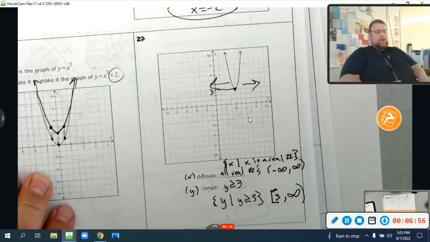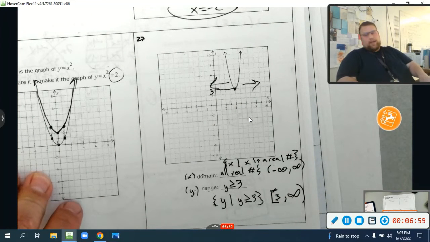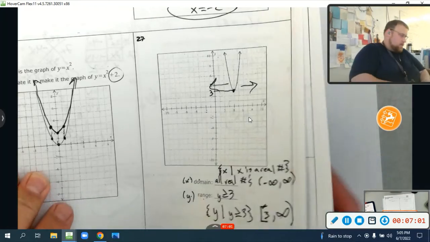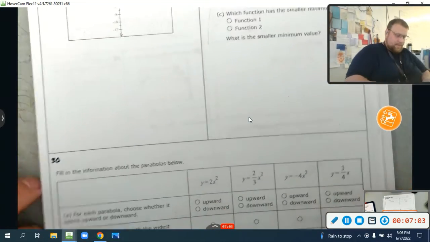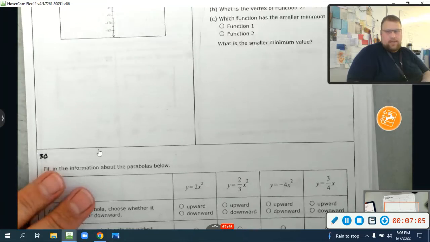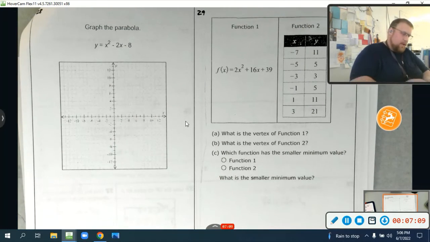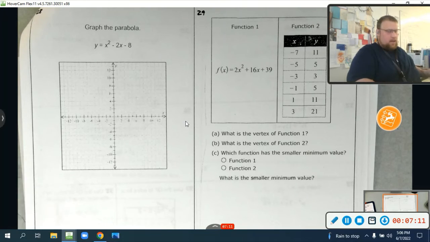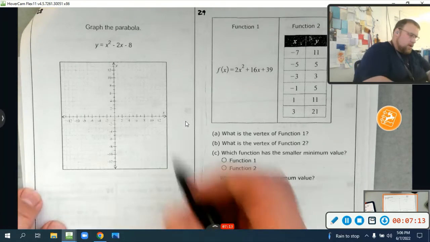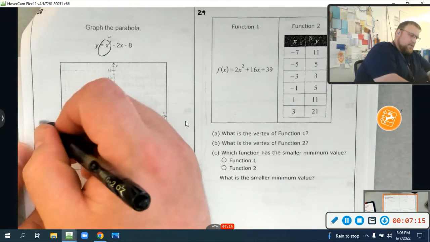So those are possible ways to write those, the domain and range. Sweetness. We are just cruising along, guys. Graph the parabola. Okay, well, let's do a few things. One, we know it's going to open up because this is positive, so it's going to open up.